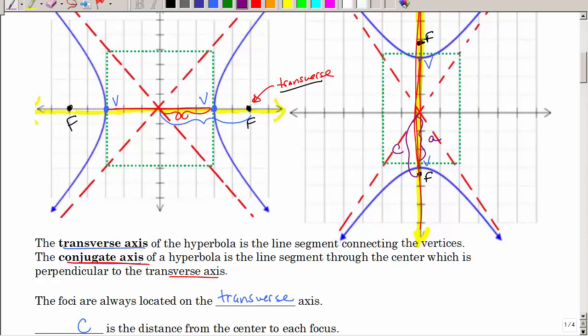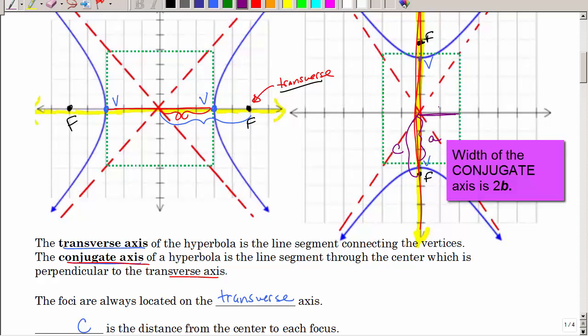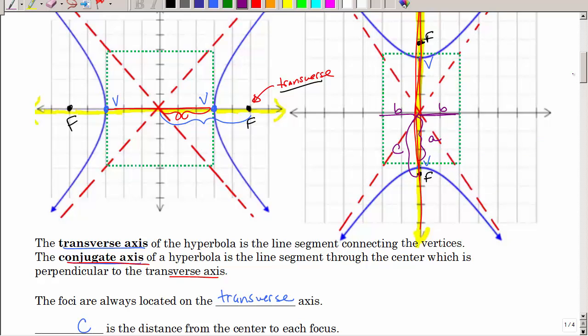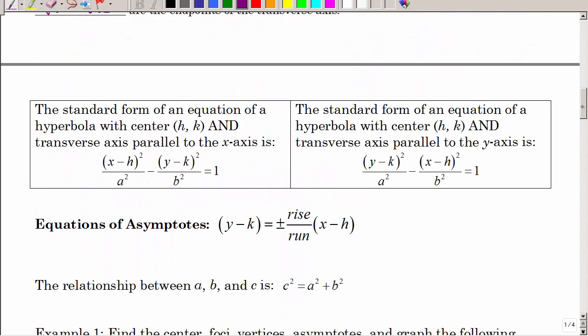So again, here to here would be A. We have C. Believe it or not, the width of the conjugate axis is of course 2B. Sounds very similar to the ellipse. We're going to use those same letters so we won't be confused. We have equations, one where we have a transverse axis parallel to the x-axis, meaning the branches run horizontally. We have an h and k, which is the center, so that stays the same. Look at this formula. It looks exactly the same as the ellipse, except now we have minus signs instead of plus signs. Subtraction is not commutative, so order does matter.